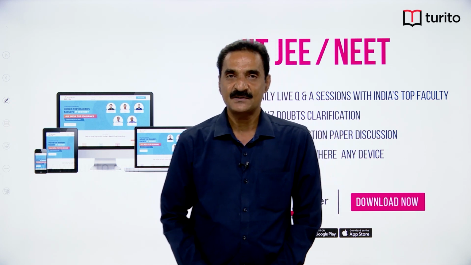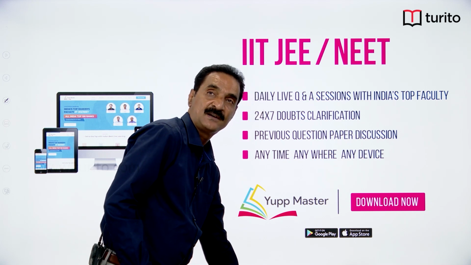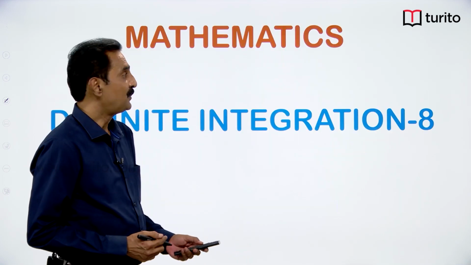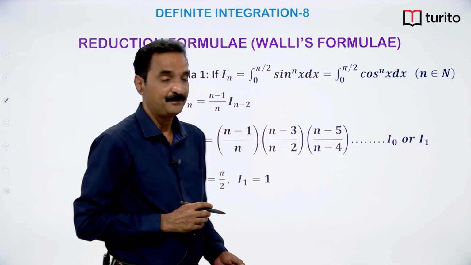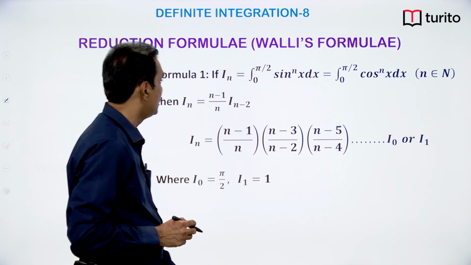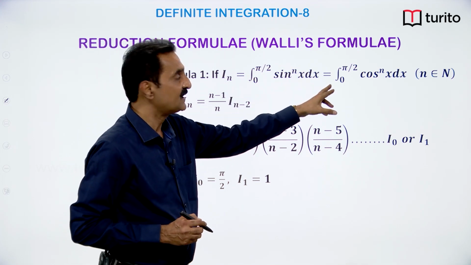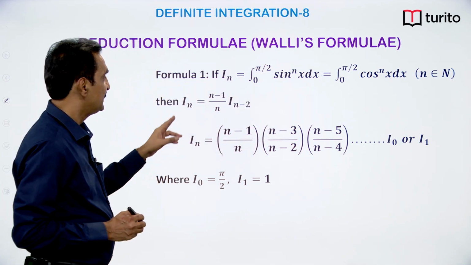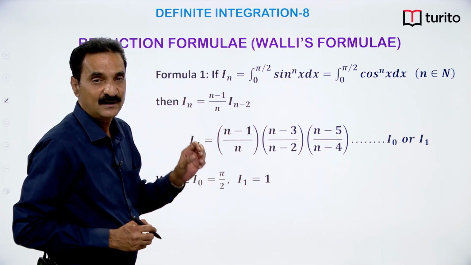Okay. So, let us start the session. We are going to continue our topic definite integration. Today we are going to discuss a new subtopic, that is reduction formulae or Wallis formulae. First, integral 0 to pi by 2 sine power nx dx or integral 0 to pi by 2 cos power nx dx. If you denote it by In, then the reduction formula is In is equal to (n minus 1) by n into I(n minus 2). Let us see how.